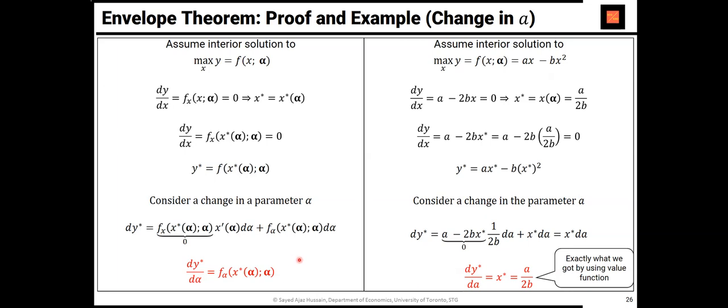So again, the envelope theorem says to find the change in y star due to change in alpha, simply take the original y equation and differentiate with respect to the parameter that's changing, and then plug in the values of x star, and then you'll get the answer.